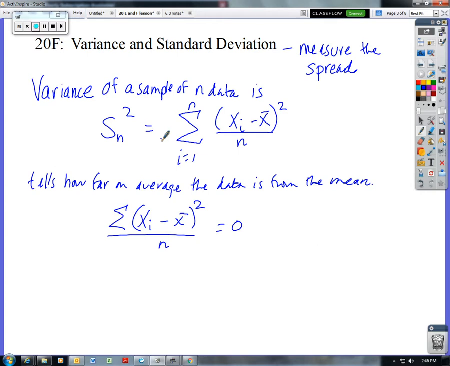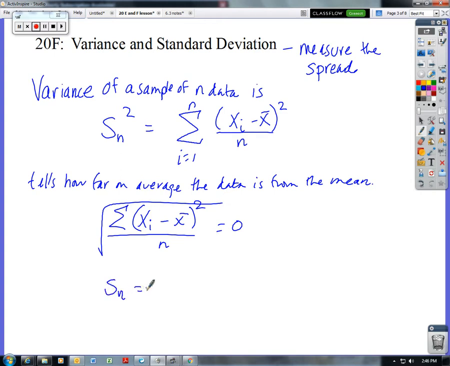But the reason the variance isn't that great is because the units would be units squared, and they wouldn't match the units of the data. So to counteract that, we go ahead and take the square root of the whole thing. And that's your standard deviation.